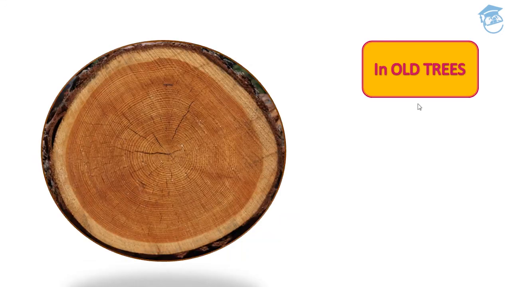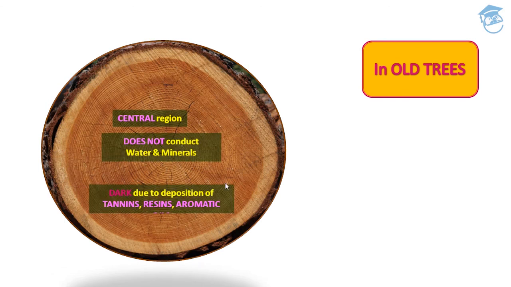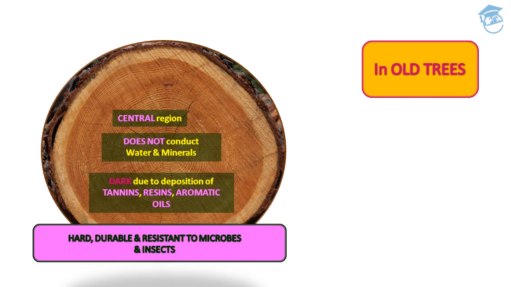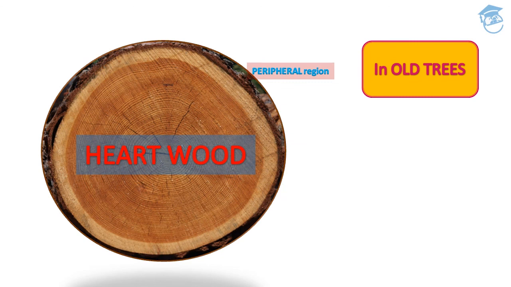Okay, in old trees, this is the central region that does not conduct water and minerals, and it is dark due to the deposition of tannin, oil, resin, and ergastic substances or aromatic oils. Okay, and it is very hard, very durable because of the good mechanical strength, and it is resistant to microbes and insects. And this is heartwood. The peripheral region is lighter in color. It conducts water and minerals, and that is sapwood.